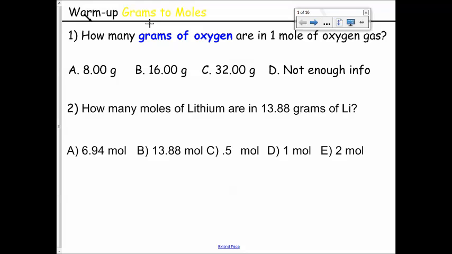Need to freeze. So for this, how many grams of oxygen are in 1 mole of oxygen gas? Let me ask you a different question. What is the formula for oxygen gas? It is O2. This was a 2-part question. So first you need to realize oxygen gas is not just a single oxygen. Oxygen is one of your diatomics.